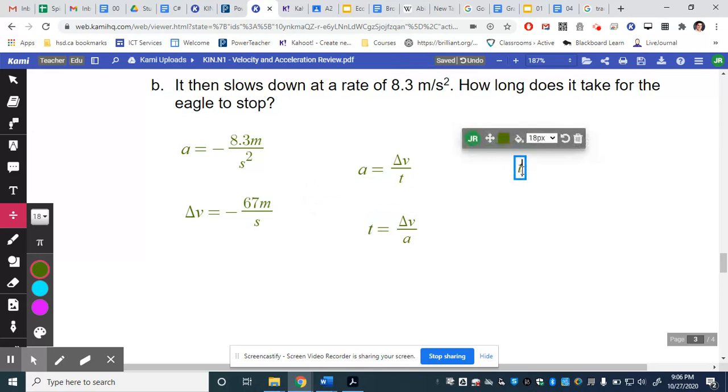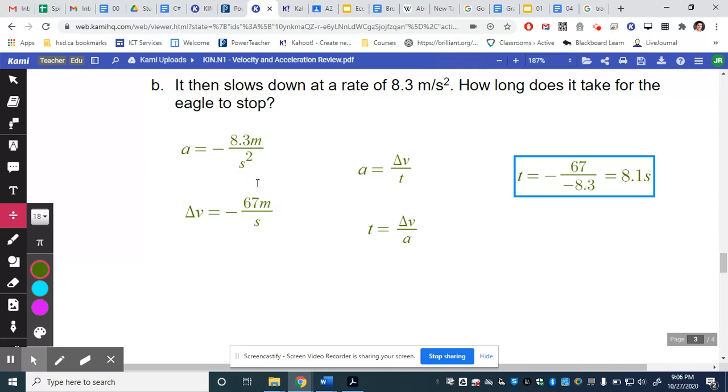So we plug that in, and we get T equals delta V, in this case, was negative 67, divided by A, which was negative 8.3, and we get an answer of 67 over 8.3 gives us 8.1 seconds. This is seconds because meters per second squared, the time is going to be seconds. There we go. So that's it.